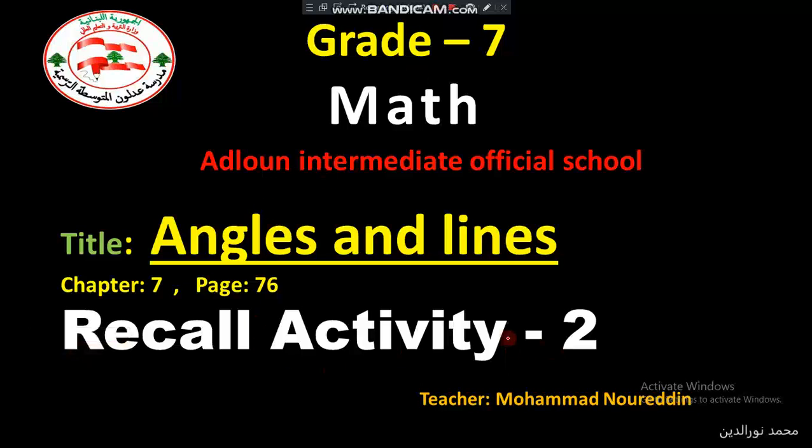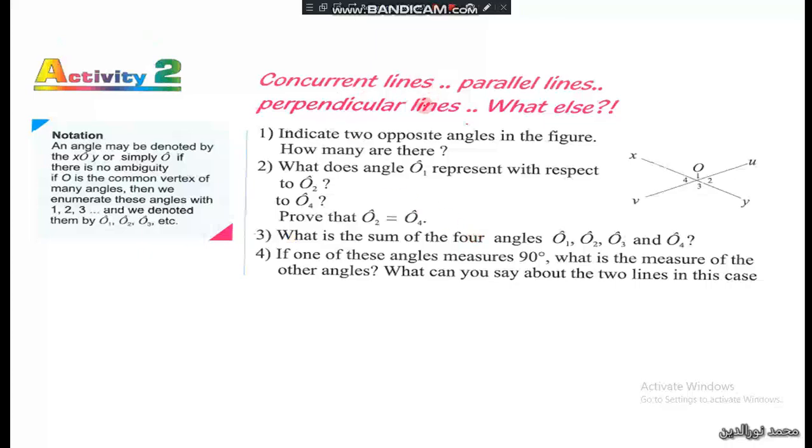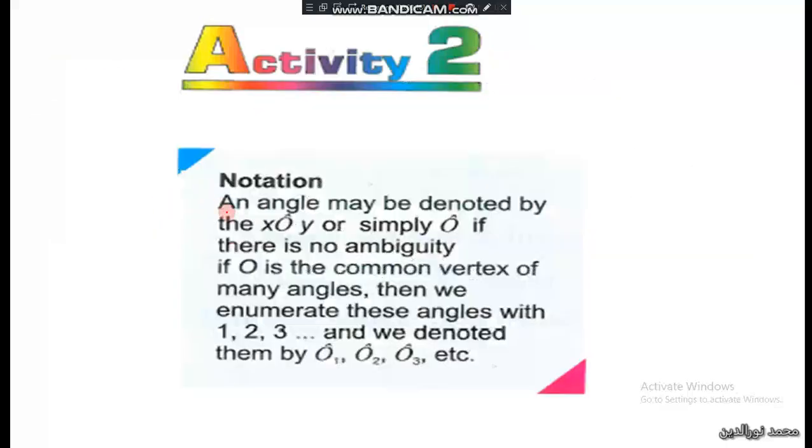Recall activity 2 for the lesson angles and lines. Concurrent lines, parallel lines, perpendicular lines, and what else? So in this notation, we see that an angle may be denoted by x or y or simply by the vertex O with a hat if there is no ambiguity.